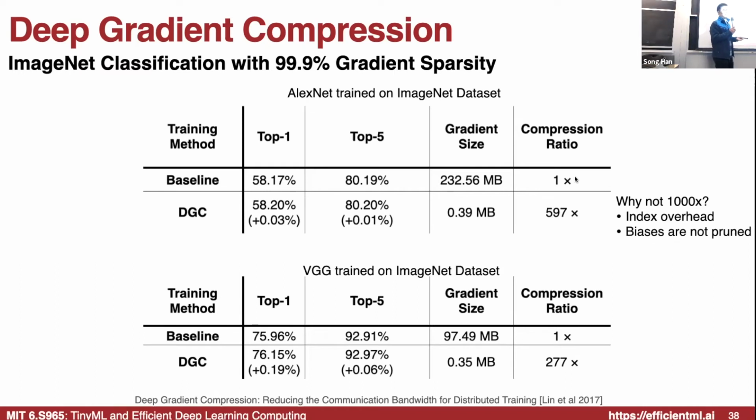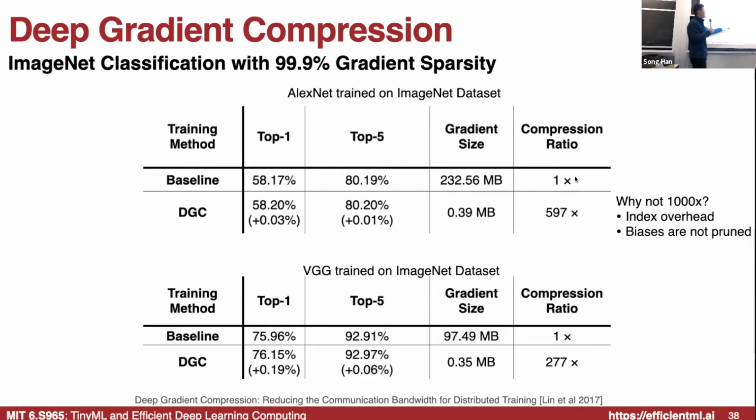And why didn't we save 1,000 times if the sparsity is 99.9%? Actually, we have to communicate the index to represent the sparse matrix. We have to store it in either COO format, CSR format, or CSC format. Secondly, the gradient of the bias, since it's one-dimensional, we didn't prune. For those two factors, we didn't get the theoretical saving of 1,000 times, but the measured saving is actually 597 times.